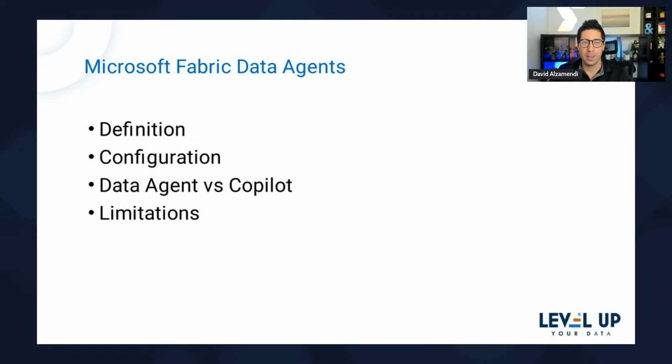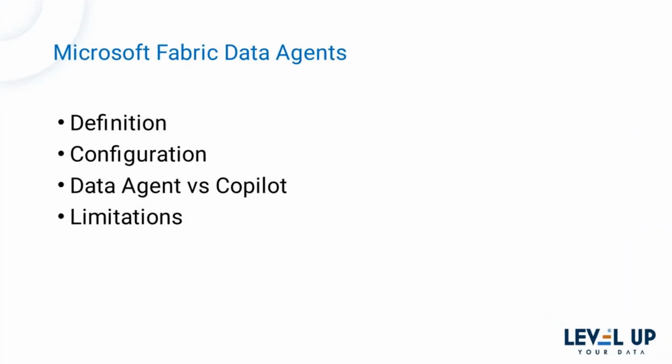So what Microsoft Fabric Data Agents essentially are, in plain English, is a translator of a question in natural language. That's the only thing that you get out of Microsoft Fabric Data Agents. So let's go and have a quick look at the next slide.